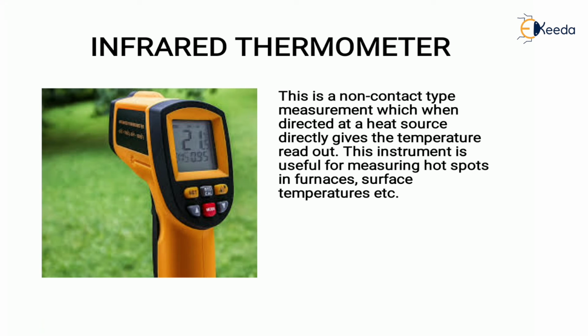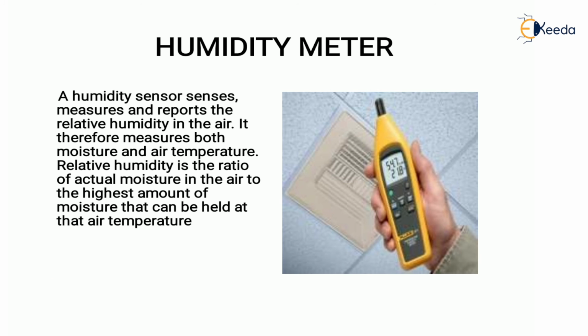Next instrument is the infrared thermometer. This is a non-contact type measurement, and it just has to be directed at the heat source, which will give the temperature readout. And this instrument is useful for measuring hotspots in the furnace, surface temperature, etc.